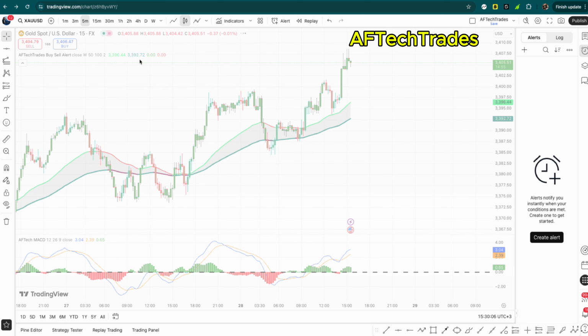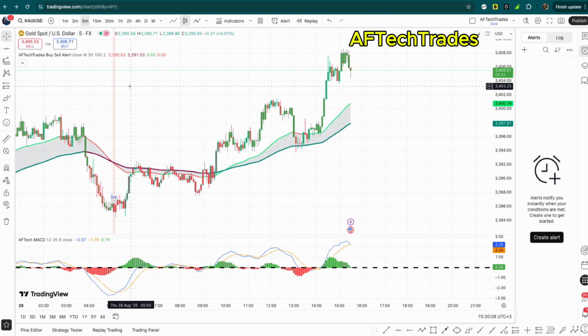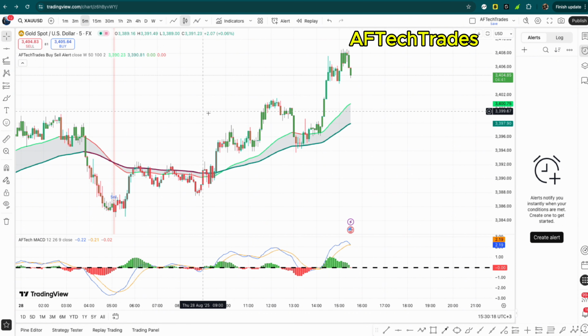So now on this particular indicator, you can use it on any time frame. You can use it on a higher time frame. You can use it on a lower time frame. You can use it for scalping. You can use it for swing trade. So now how does this indicator help? Combining this indicator with MACD will give you a higher probability win rate.